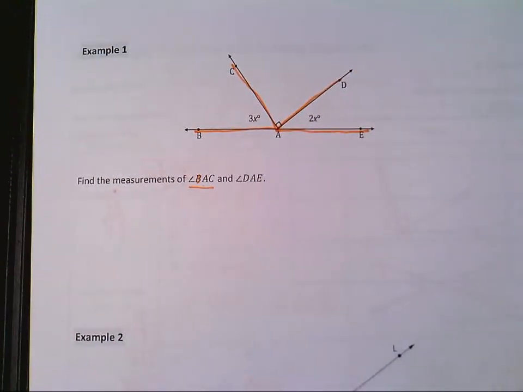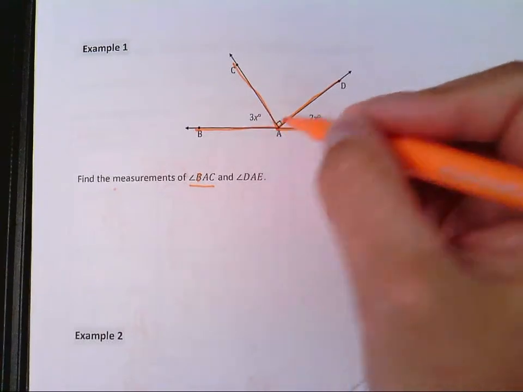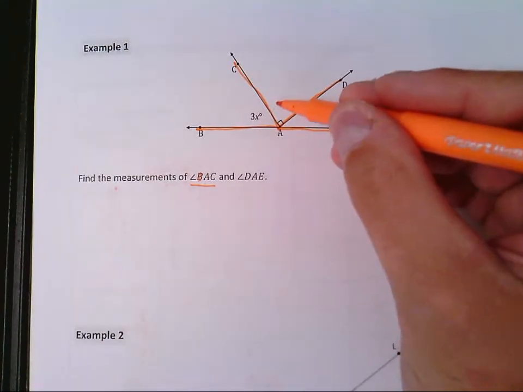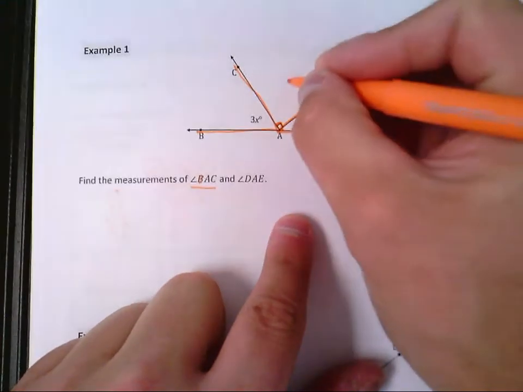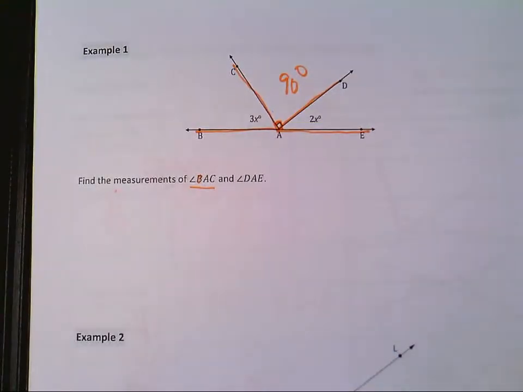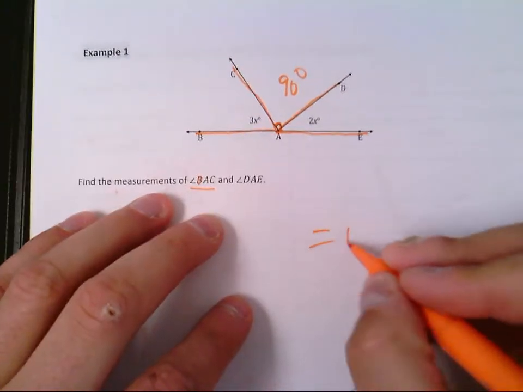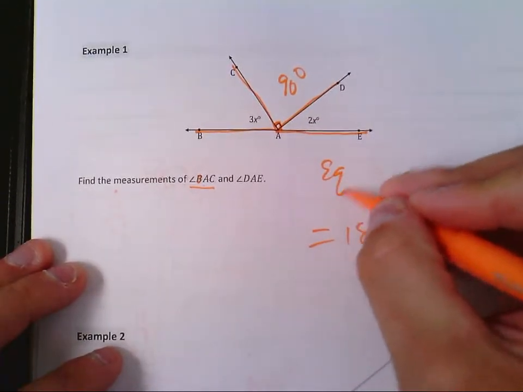DAE. So in this particular case, we have algebraic terms involved here. We've got a 3x, we've got a 2x, and something's missing. But if you notice, there is a box, so what we do is we put 90 degrees down. What we've got in this diagram is a straight line. Every straight line equals 180 degrees. So I'm going to write an equation.